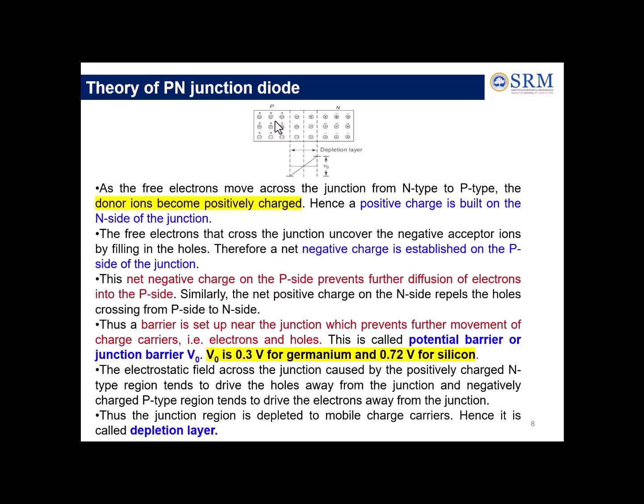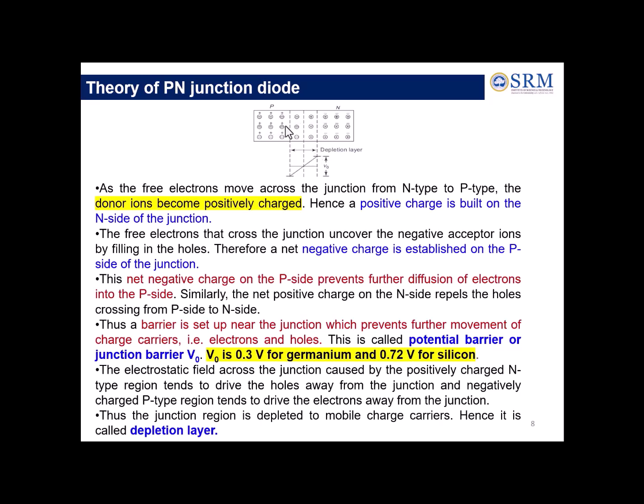By filling in the holes, it will fill the holes. Therefore, a net negative charge is established on the p side of the junction. The net negative charge on the p side prevents further diffusion of electrons into the p. Similarly, the net positive charge on the n side will repel the holes that are crossing from the p to n type.